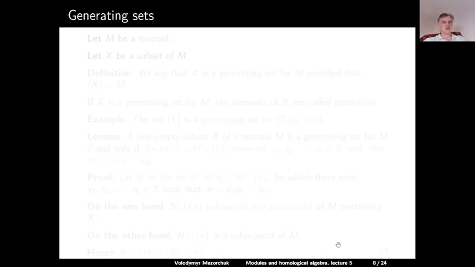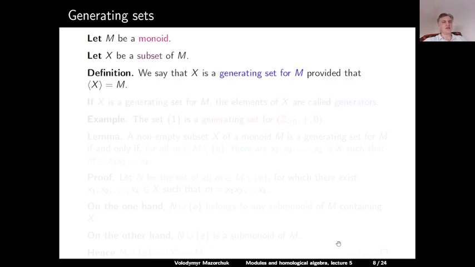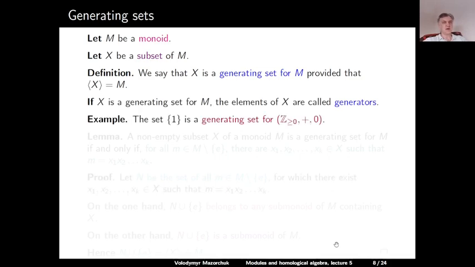Next, we can define the notion of a generating set. Let M be a monoid and X a subset of M. We say that X is a generating set for M, provided that the submonoid generated by X in M coincides with M. If X is a generating set for M, the elements in X are called generators. So for example, the singleton set 1 is a generating set for the monoid of all non-negative integers with respect to addition.